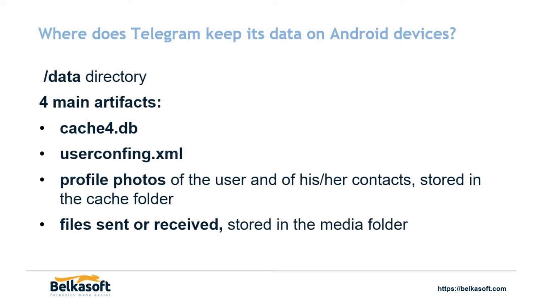Cache4.db is the main database, an SQLite database. It is located in the database folder and contains the list of contacts of the user, the chronology of exchanged messages, the contents of text messages, the location on the device memory where the contents of non-textual messages are stored, and the log of the voice calls.